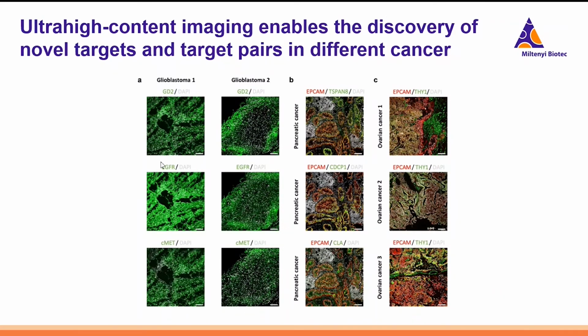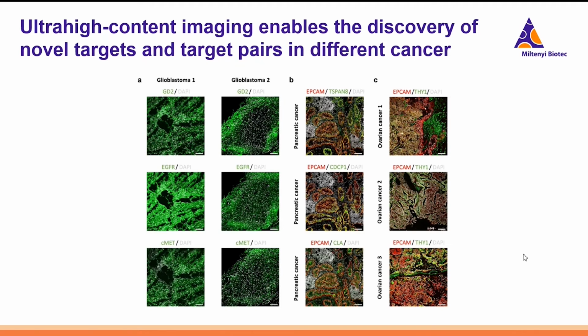This is an example of mixed analysis of 2 glioblastoma patient samples, showing the expression of GD2, EGFR, and CMET, the markers of interest, in green. And here, this is an example of pancreatic adenocarcinoma patient sample analysis showing the co-expression of EPCAM in red as a general epithelial and tumor cell marker with the potential pancreatic cancer marker candidates in green.